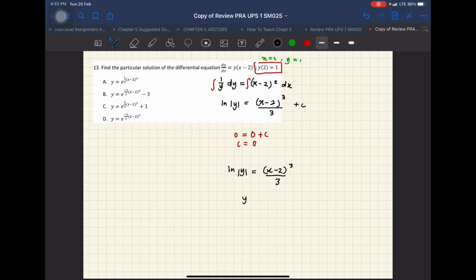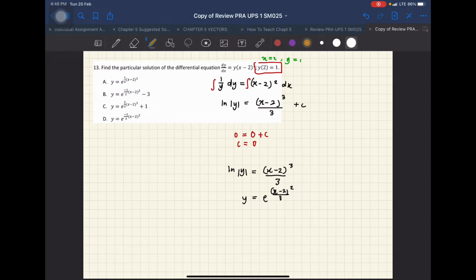Okay, we just want y. Why do we want y? Because the question is already given in the form with y as the subject. So if you leave the answer like this, you will not find the answer. Just imagine you want to eliminate this ln, so you put exponential to both sides. On the right hand side you will get e to the power of everything that you have on the right hand side. Which will give you the answer, what is our answer? e to the power of (x minus 2) cubed over 3.